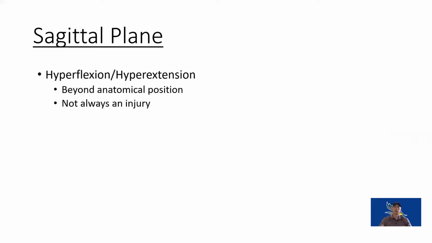Okay, hyperflexion and hyperextension, these are beyond anatomical position movements. So hyperextension would be extending beyond anatomical position. So think about standing anatomical position. If I extend my neck or extend my cervical spine, that would be hyperextension because I'm going backwards beyond anatomical position.